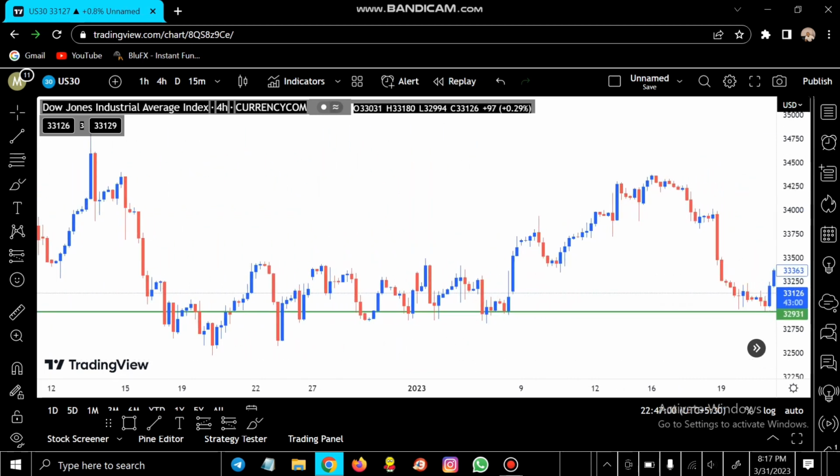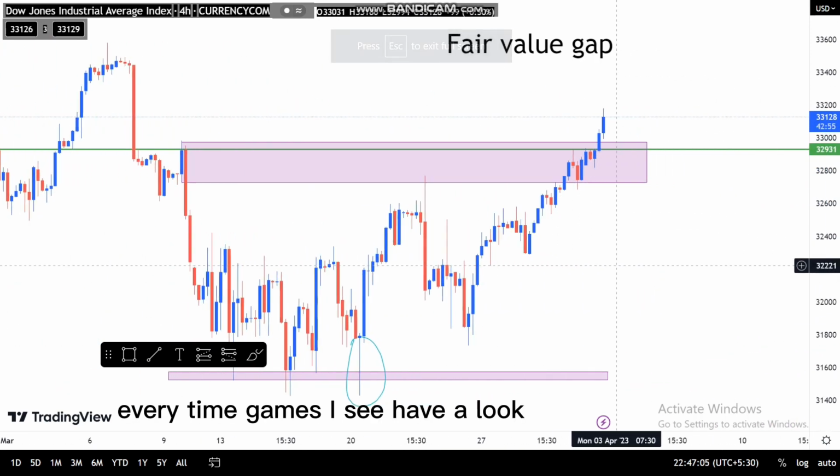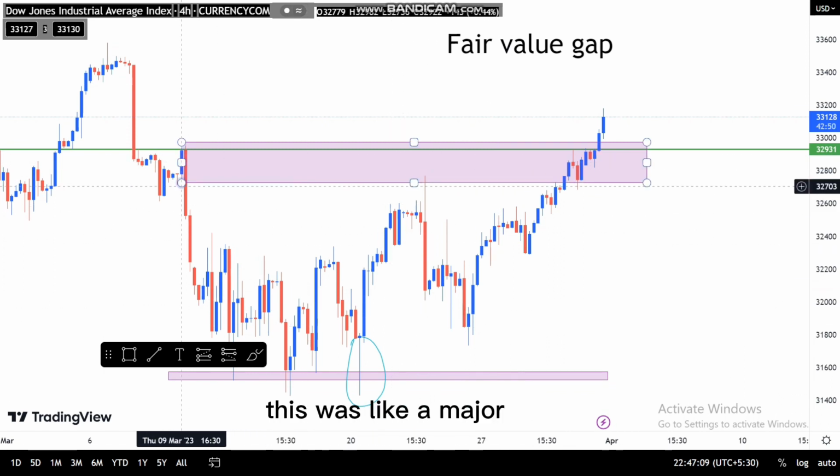So we go back here. Every time, guys, I see a fair value gap in the market, it's always being filled. This was even a major move, traders.